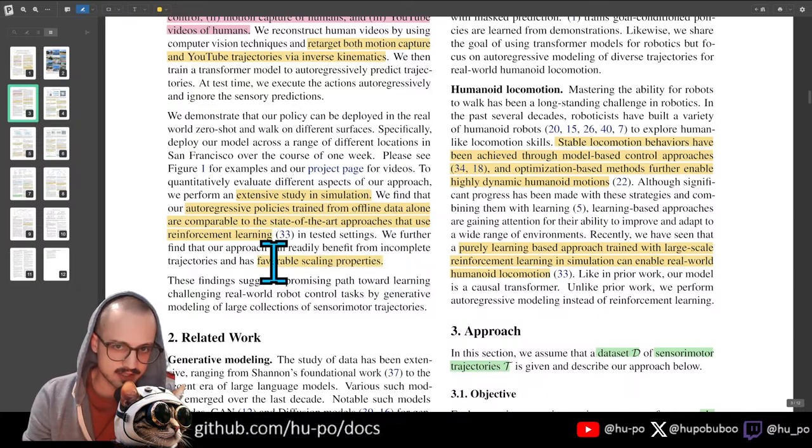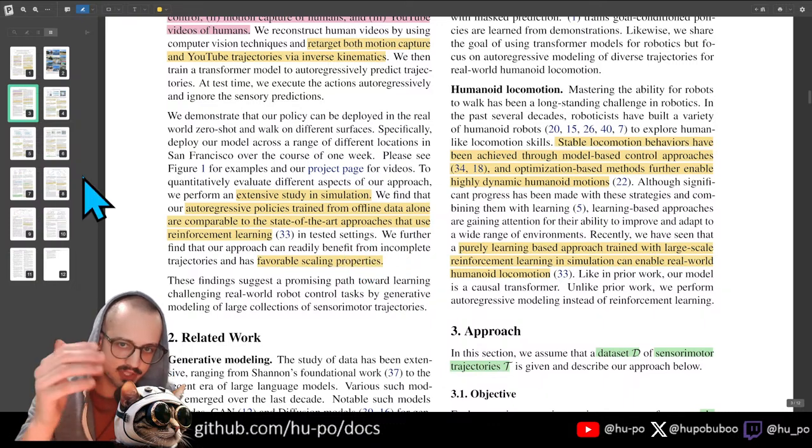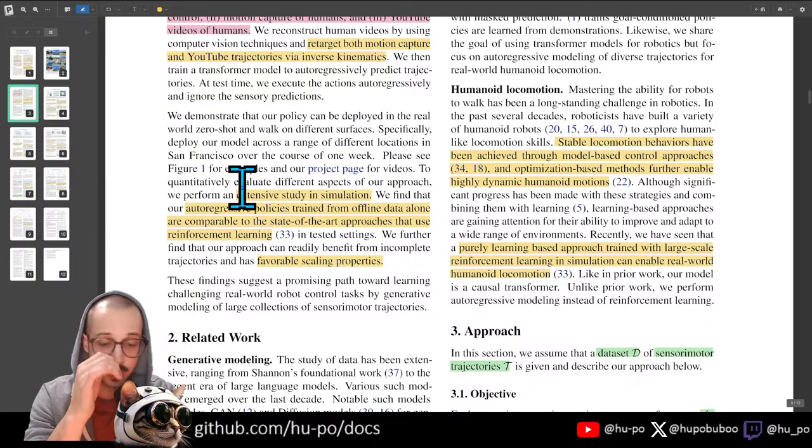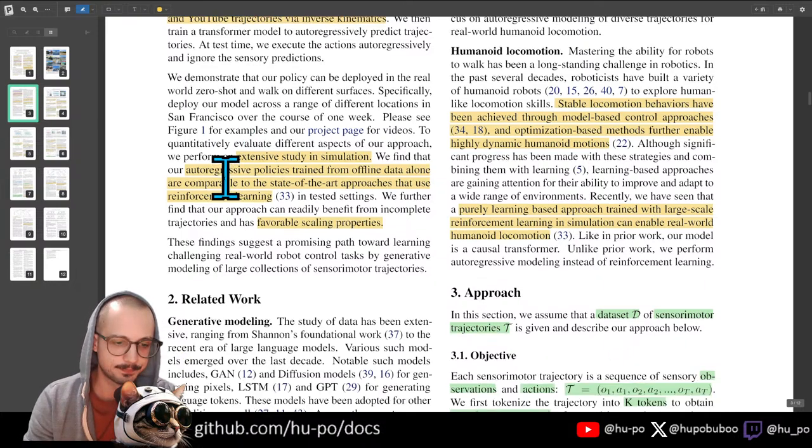And the last kind of thing here, they're going to show in this paper that this has favorable scaling properties, which basically means that they're going to try with a couple different sizes of transformers, a couple different sizes of data sets, and basically show you that if you make the data set bigger, if you make the model bigger, it's going to learn more. Okay.